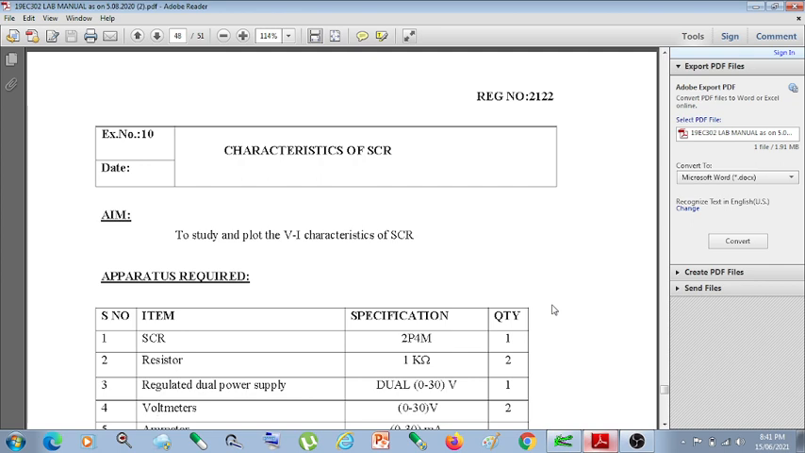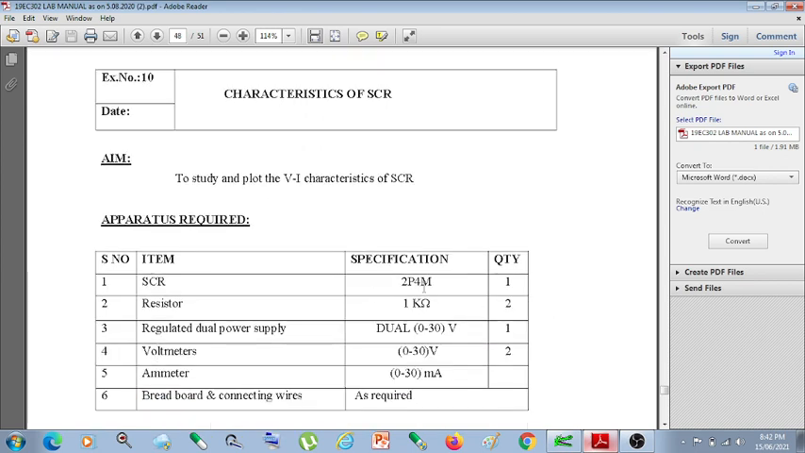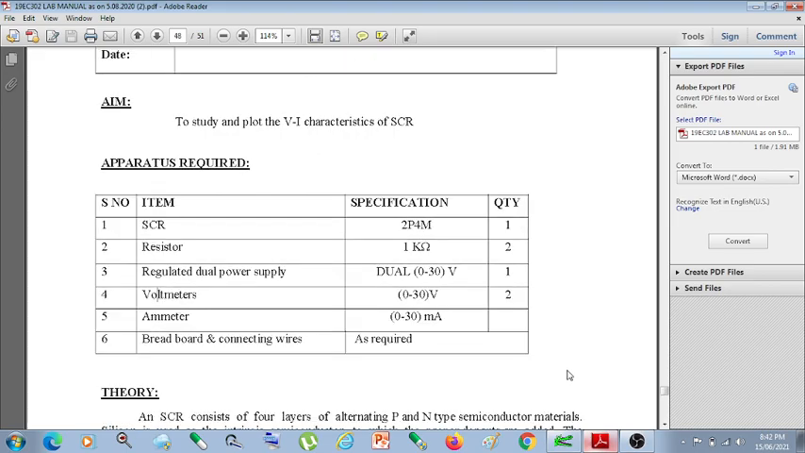The main thing is that it acts as a switch. This SCR always acts as a switch, if the device is worked on PNP. Now, the requirements we need are an SCR, a resistor of 1 kilo ohm, a regulated dual power supply, a voltmeter, and an ammeter 0 to 30.